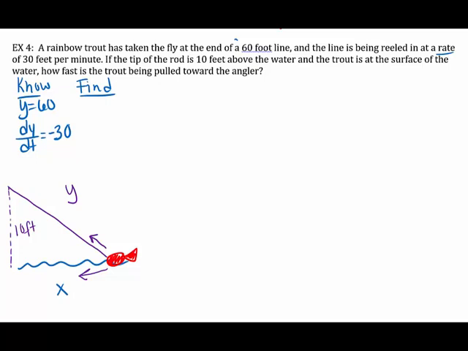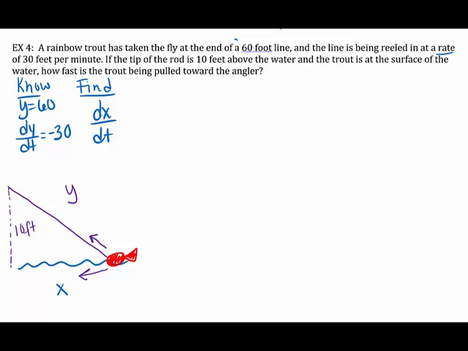The tip of the rod is 10 feet above the water. We got that. How fast is the trout being pulled in? And so the thing we want to know is dx/dt. What is the speed that the fish is moving along the water? So I have to write an equation that relates x and y.